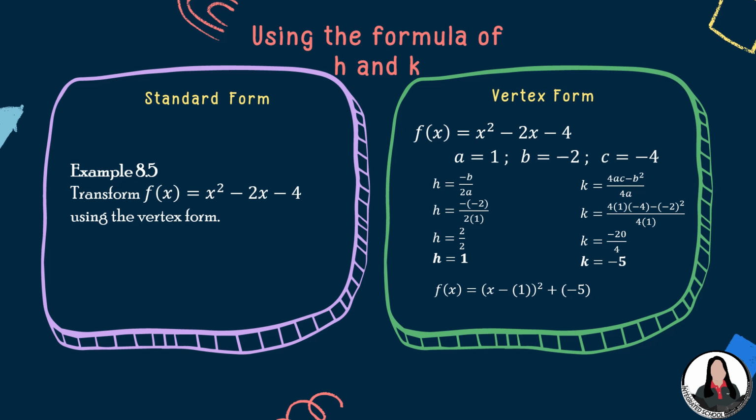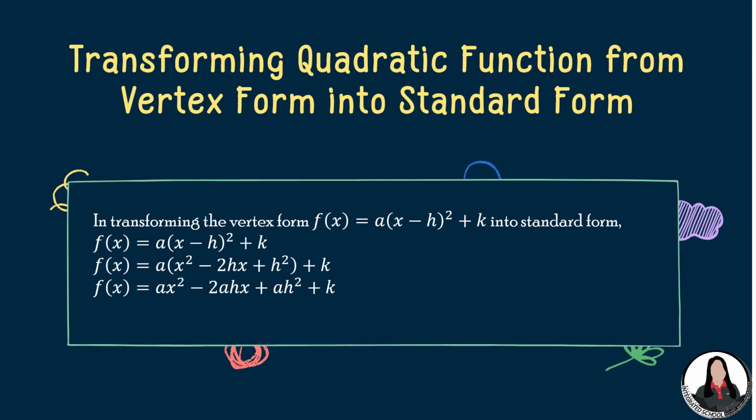Kung ilalagay natin siya sa vertex form, this will become f of x equals x minus the quantity of 1 quantity squared plus negative 5. So, kapag sinubstitute natin yan, this will become f of x equals x minus 1 quantity squared minus 5. Now, let us proceed in transforming quadratic function from vertex form into standard form.